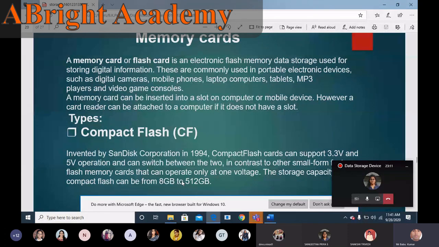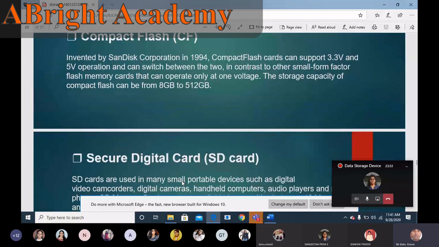Devices such as digital cameras, mobile phones, laptop computers, tablets, MP3 players, and video game consoles. A memory card can be inserted into a slot on a computer or mobile device. However, a card reader can be attached to a computer if it does not have a slot.